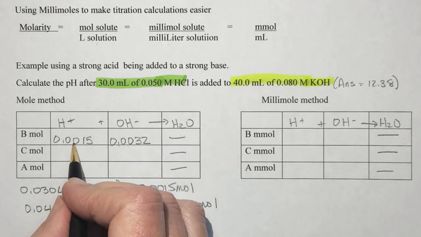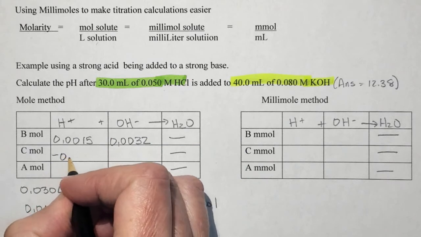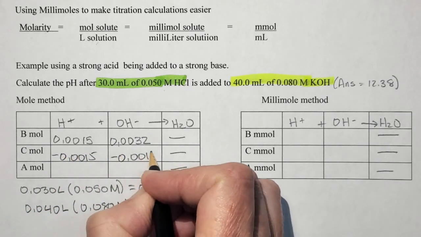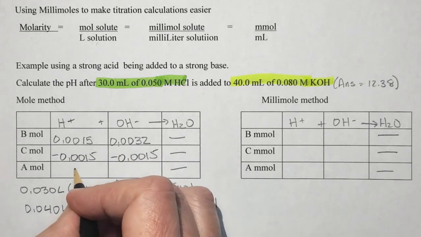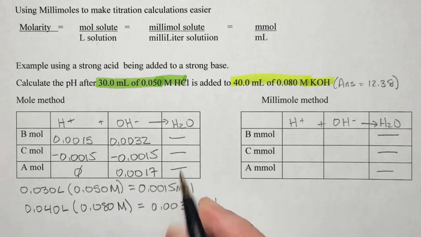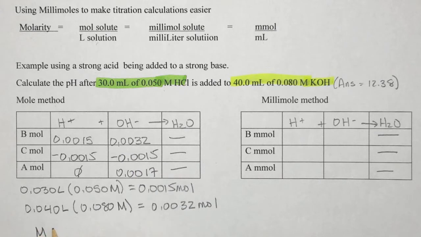Okay, there's my limiting reagent, so minus 0.0015 minus 0.0015, and do my subtraction. That's 0, and I have 0.0017. I didn't drop any zeros. Good.